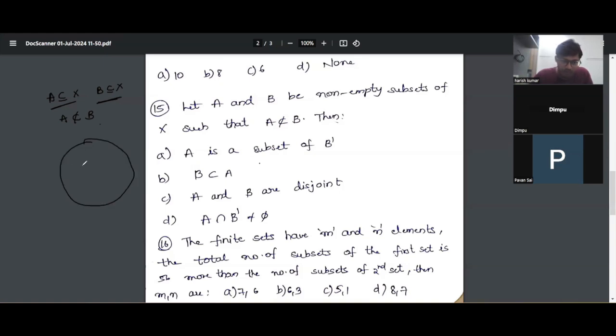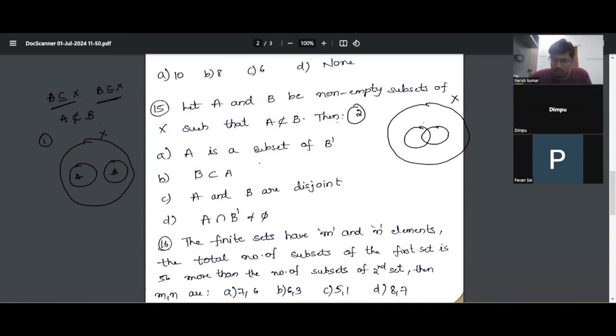The first diagram will be this one, right? So A and B, and this is X. Okay, this is the first case. Second case ఎలా ఉండొచ్చు? X can be like this, and both A and B can be like this, right? Still, this is also true because in this case, A is not a subset of B, but A and B are both subsets of X. This can be another case.